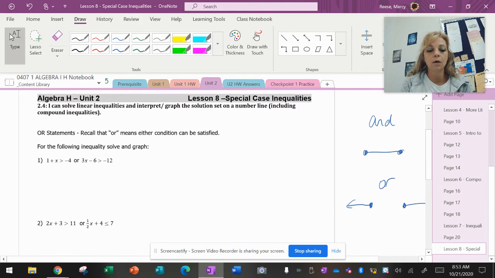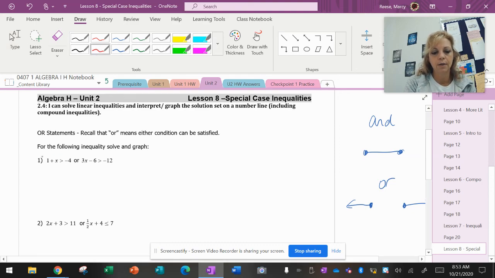Okay, so there are going to be some scenarios where it seems like they should go in opposite directions, but they actually go in the same direction. Okay, so let's talk about those. And remember, or means one or the other, and means it must satisfy both. Okay, and that's key. All right, so let's start with this one.